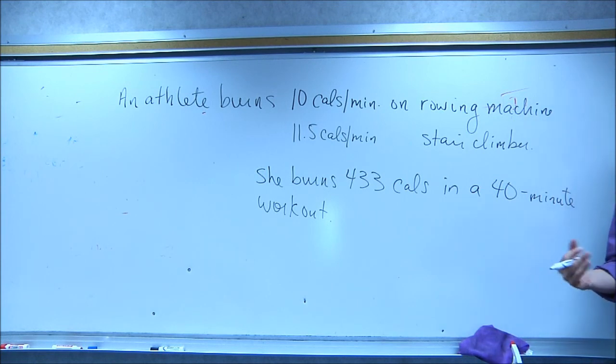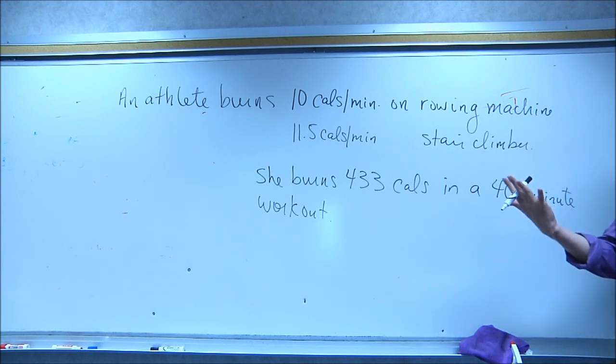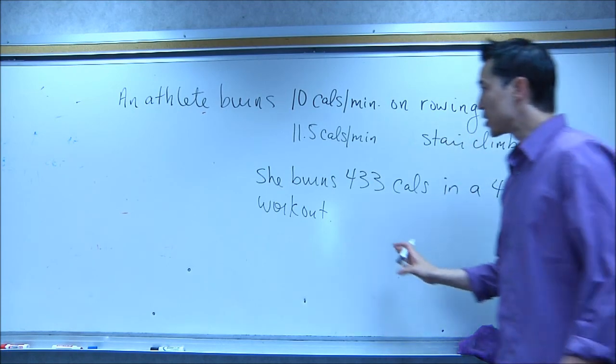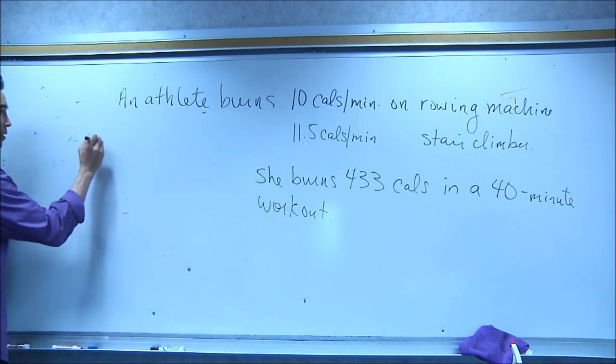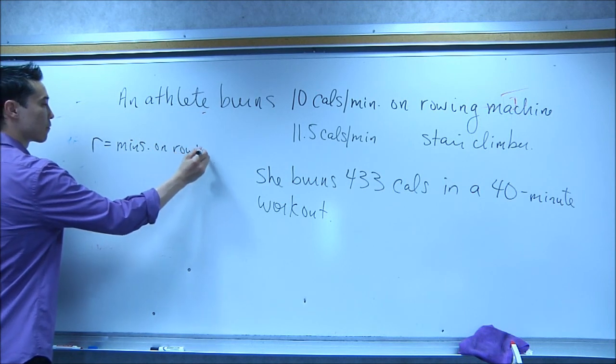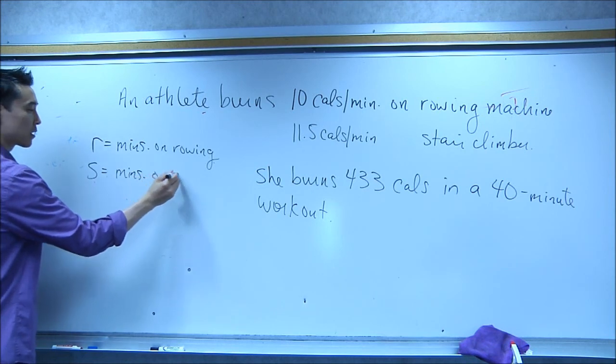Does everybody understand that? So when I get my answers, I'm gonna say, okay, we spent blah, blah, blah minutes on the rowing machine, and we spent blah, blah, blah minutes on the stair climber. So my two missing things that I'm looking for are minutes that you spent on the rowing machine and minutes that you spent on the stair climber, okay? So that's what I'm gonna let equal my X and Y or whatever variables that you guys choose, all right? Or maybe we could use R for rowing and S for stair climber. Maybe that's even better, okay? So let's let R equal the minutes on the rowing machine. And let's let S equal the number of minutes on the stair climber.